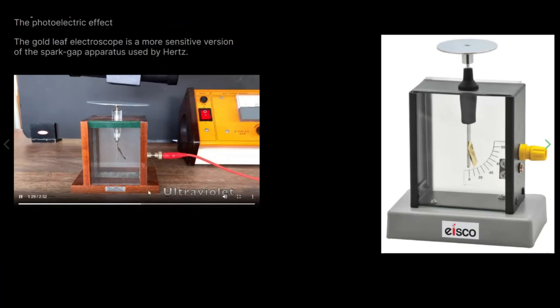But if you change the light source to an ultraviolet source, no matter how intense that ultraviolet source is, it actually stops or discharges the gold leaf plate. It was as if the light source was removing the charge from the gold leaf and thus causing it to go back to its natural position. And this was a complete mystery because people understood light as being these waves of energy propagating through space.